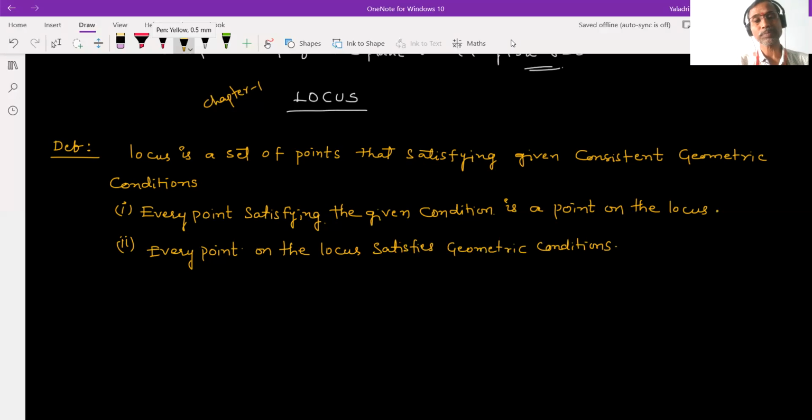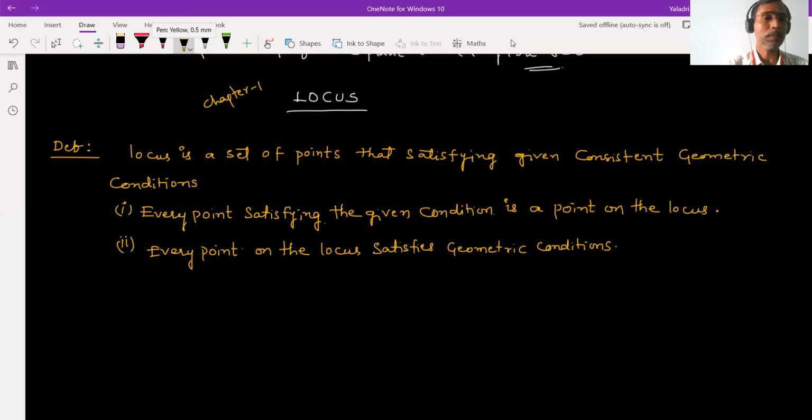So that means what? Whatever the point is there in the locus, that is always a moving point, right? Now it's satisfying the given consistent geometric condition. So if every point is satisfying the given condition, it lies on the locus. If it lies on the locus, it's satisfying the geometric condition. So that is nothing but a locus, right? Simply remember that the locus means the set of points, and that set of points is satisfying geometric conditions.